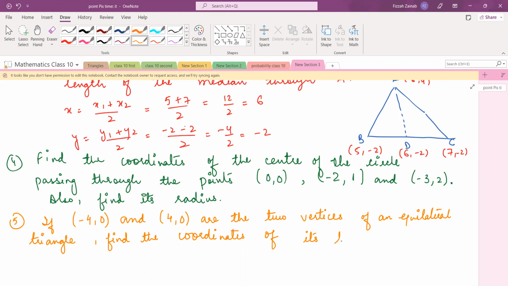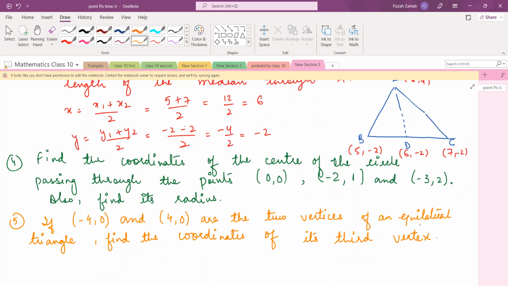Ma'am, how to start with the fourth one? Just 1 minute. Okay, fourth one. Find the coordinates of the center of the circle passing through the points this, this, this. Okay.